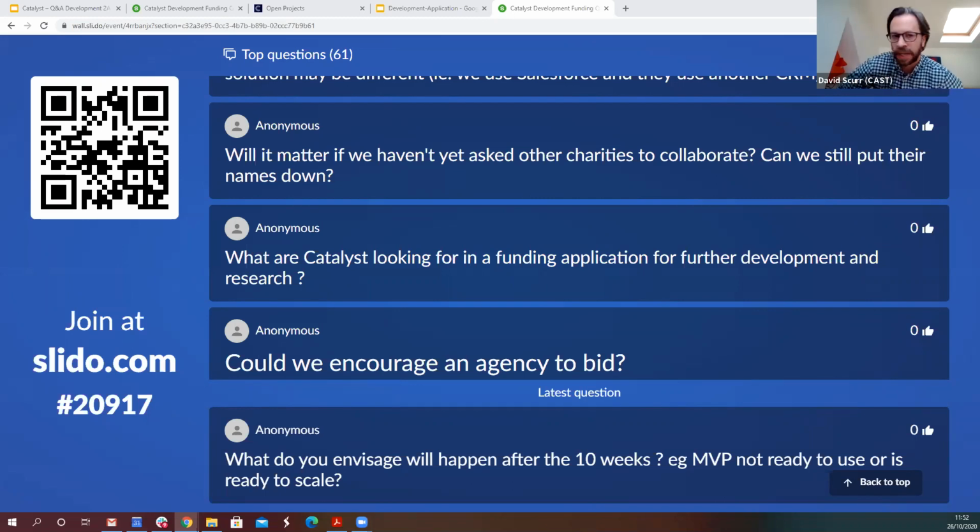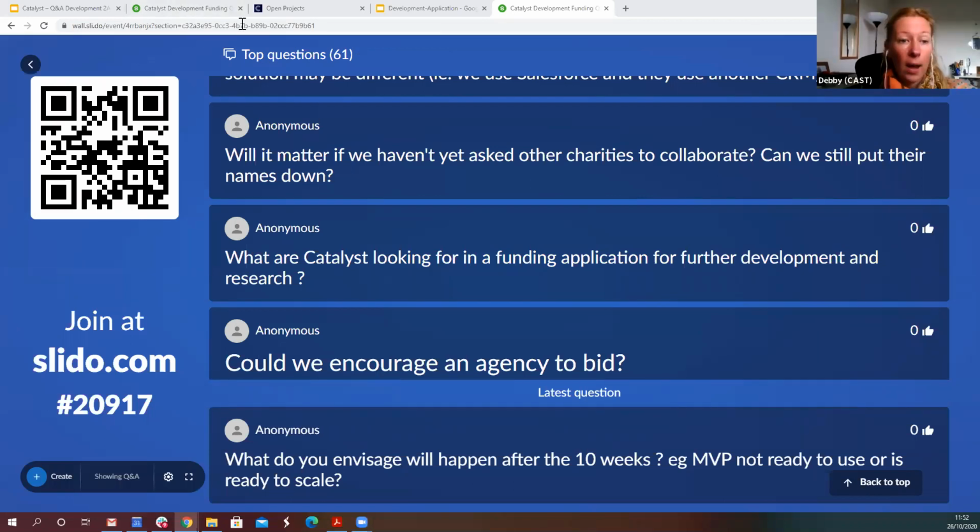And then could we encourage an agency to bid? Of course. Open Projects is a portal we're using. It's open for everyone. Anyone who meets the eligibility criteria as a digital partner, which is listed in the briefs, which you can see live now on the Open Projects page. I'll share the link in a bit.